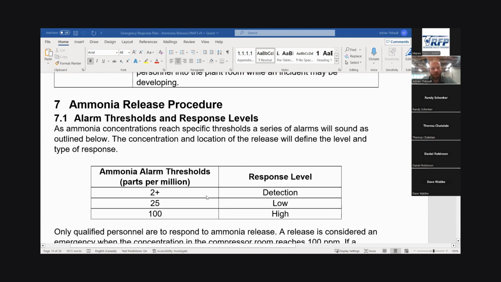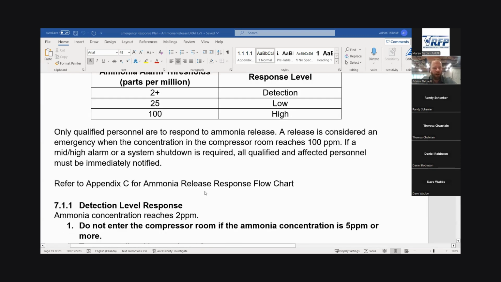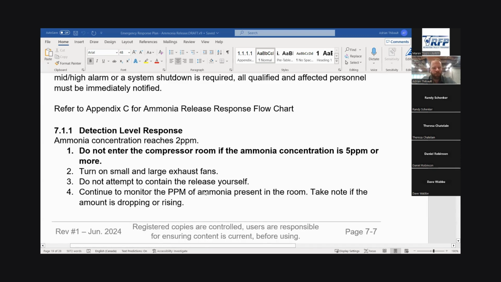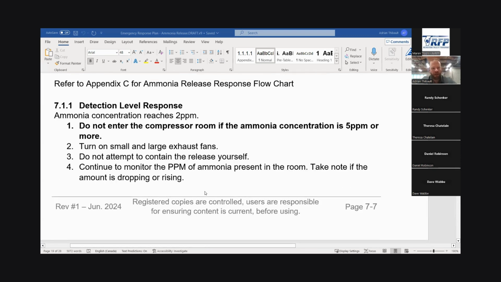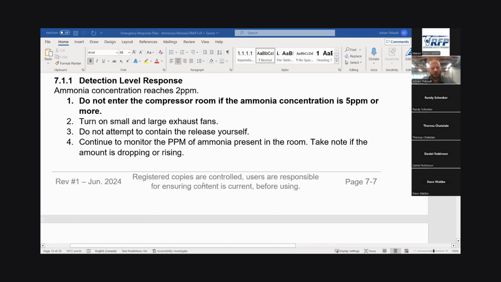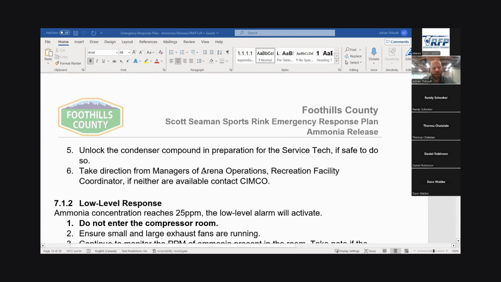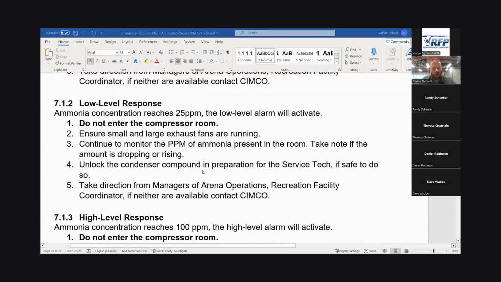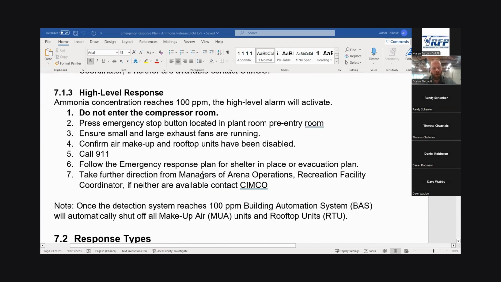So like I mentioned, the flow chart, it's all documented here. Detection levels, like I said, in the flow chart, it just lays it out more in point form here instead of the flow chart. So I'm not going to go through this. It's the same information I went through already.